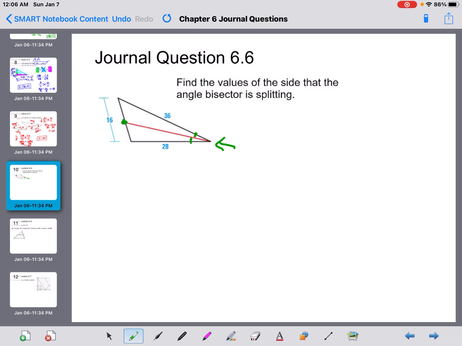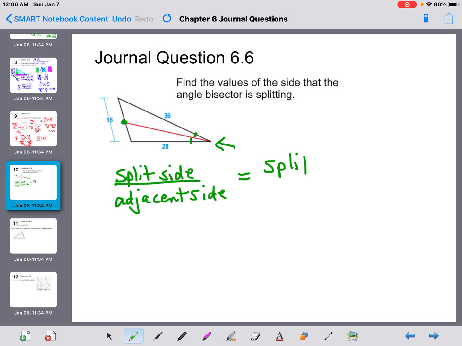And the setup I told you in class that I think makes it a little easier to remember is split side over adjacent side equals split side over adjacent side. And you know it sounds funny at first because I'm like, it says the same thing on both sides. But if we follow this, it's going to make it a little bit easier.